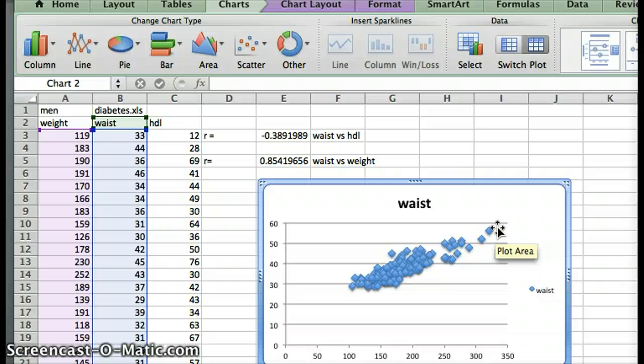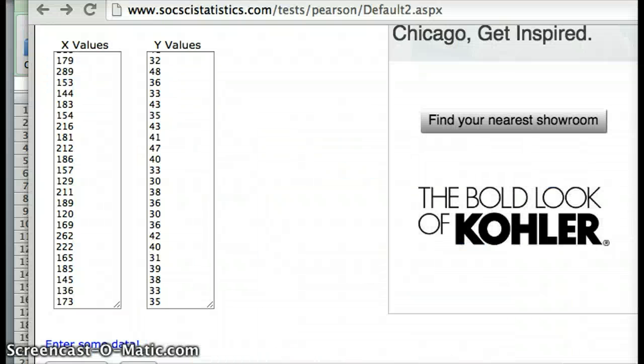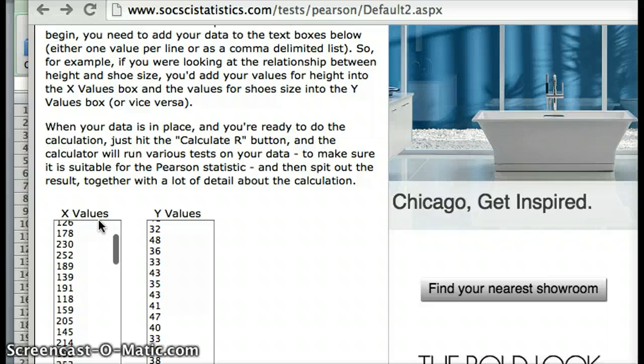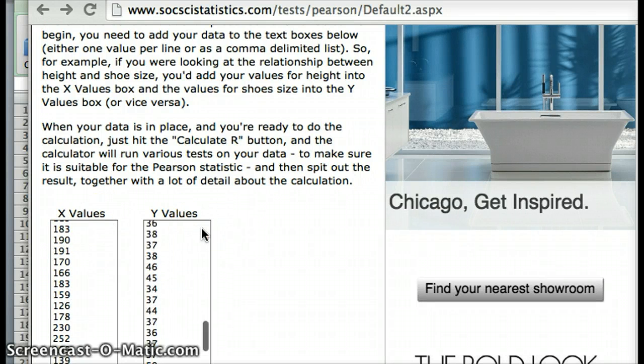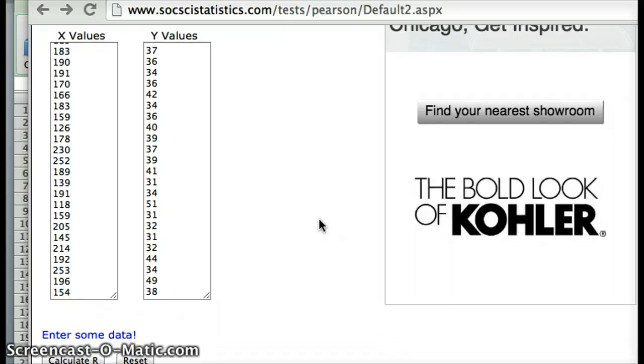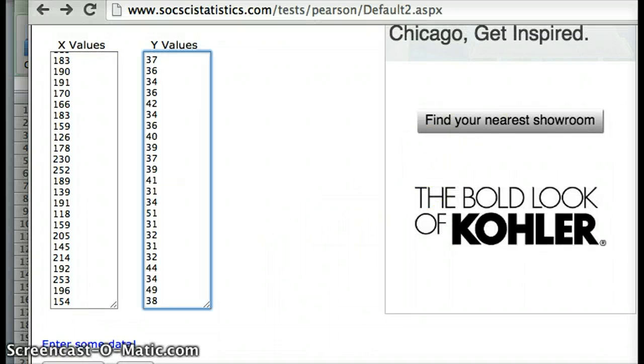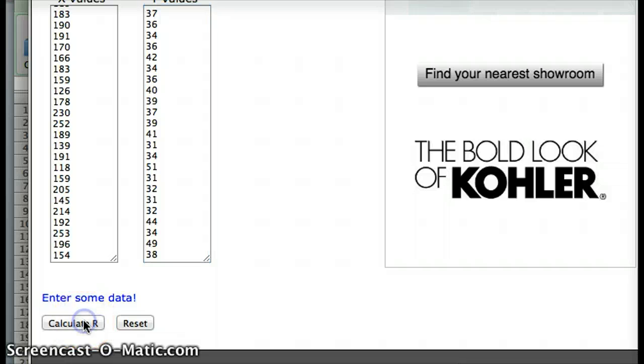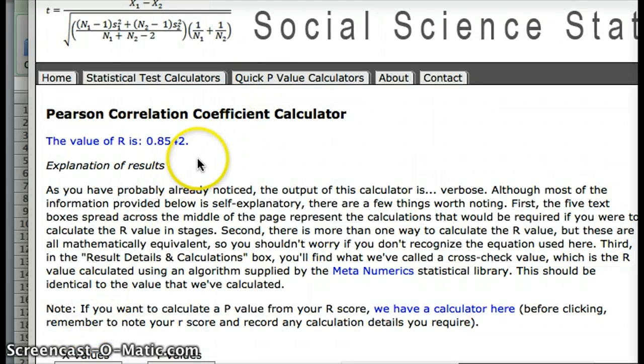And let's go ahead and use the same data over in the internet application and see if the results are the same, and more importantly, see what kind of conclusion they give us. So you'll notice I entered the data of interest. Remember, the first data column is weight, and the second data column is waist size. And then we need to calculate R. And you'll see that the computer is giving us an R value of 0.8542.